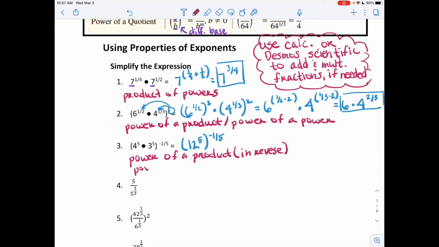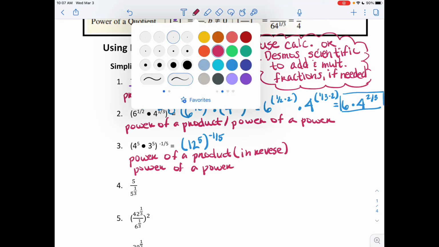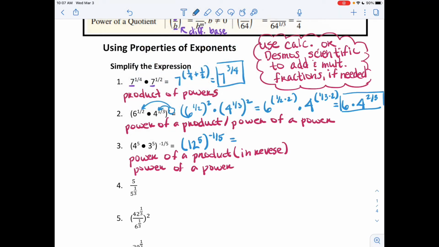So power of a power. And our powers are going to multiply. So this will be 12 raised to the 5 times negative 1/5 power. And I can multiply those fractions together. 5 times a negative 1/5 is going to give me a negative 1.